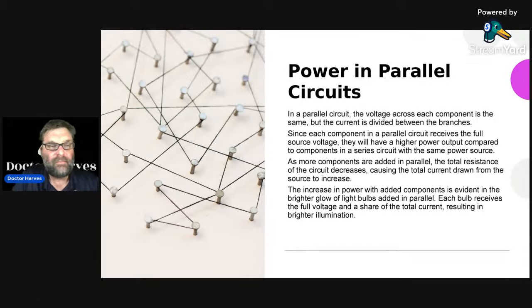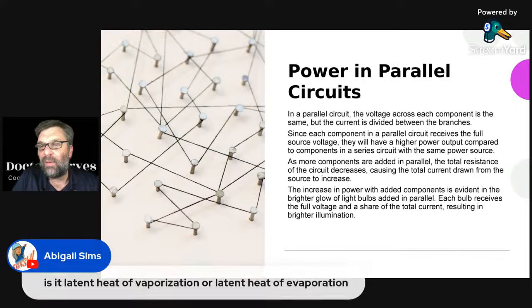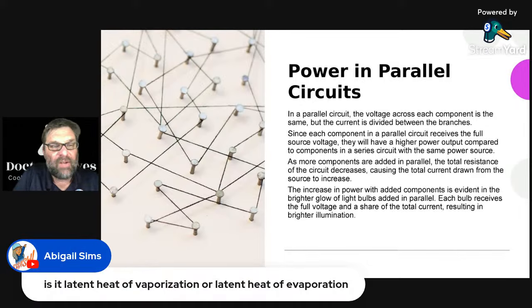Abigail's asking about the latent heat of vaporization. Yes, it's called the latent heat of vaporization. It's the energy required to go from a liquid to a gas to form a vapor. Conversely, it's a negative number when you're taking energy out of the system, going from a gas back into a liquid. We didn't quite touch on that because there's a lot to go through, but yeah.